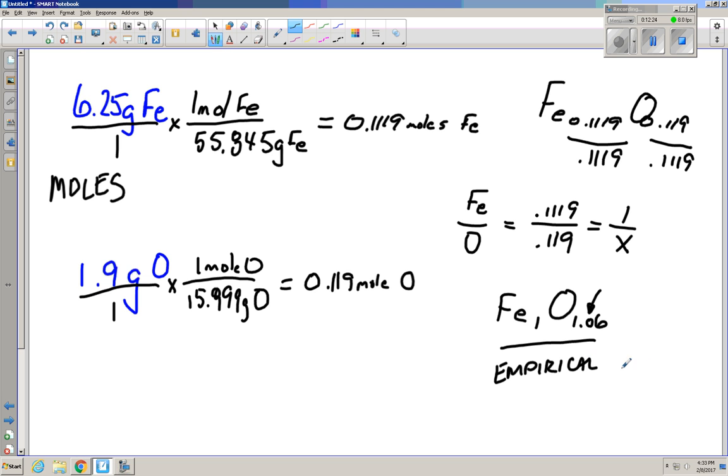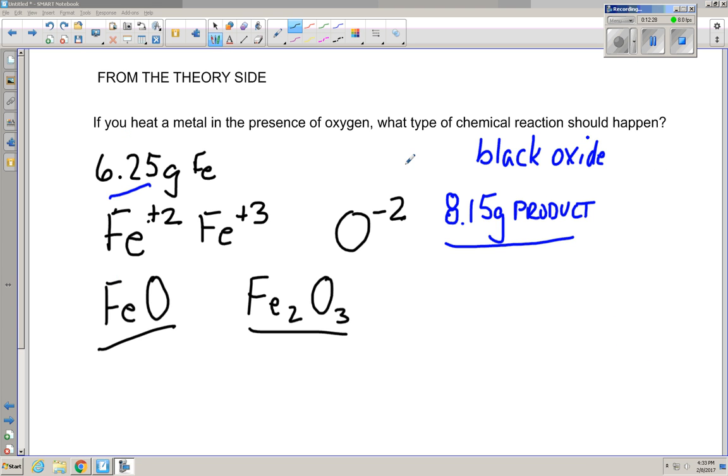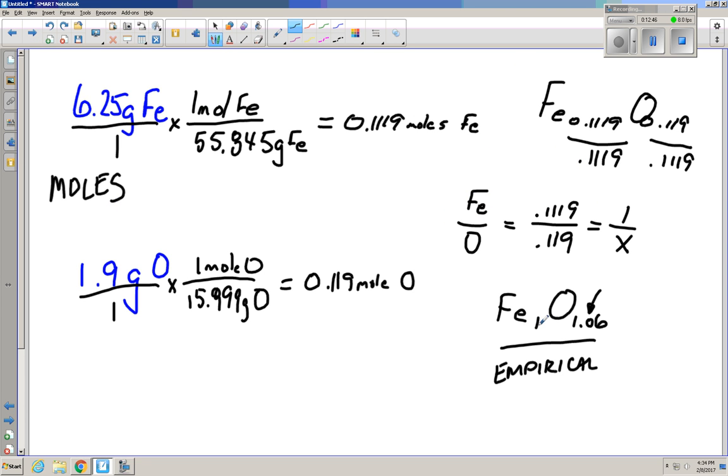Now, how well does this match our theory? If you remember from here, we basically calculated from theory that we can have 2 forms of iron oxide, FeO or Fe2O3. And I think if you look at the evidence, the fact that it's a black oxide, not a reddish oxide, and the mole ratio is so close to a 1-to-1, we can pretty much come to the conclusion, even though this is not exactly 1.00, that we found the empirical formula.